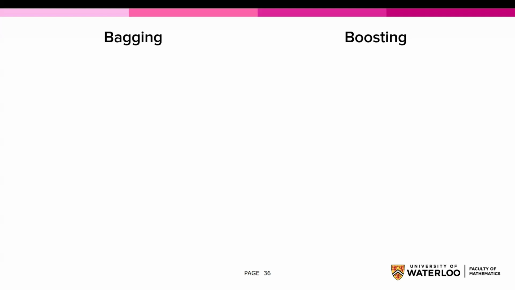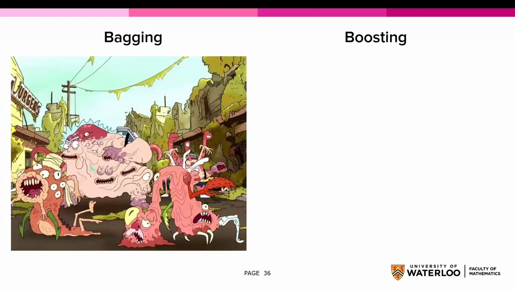I might be aging myself a little bit by referring to this, but for any of you in the audience that are familiar with Rick and Morty or have watched that show, bagging to me is a little bit like the horde of Cronenbergs. For those of you who aren't familiar, Cronenbergs are from the Rick and Morty universe. They're these gross and chaotic creatures that, on their own, are kind of unpredictable and might be kind of useless. But when they come together as a swarm or army, they're a fearsome force.